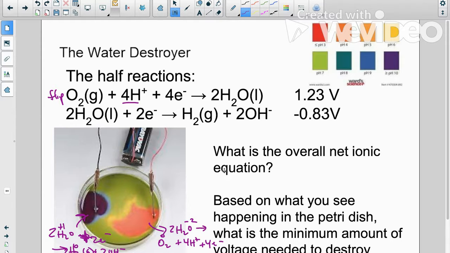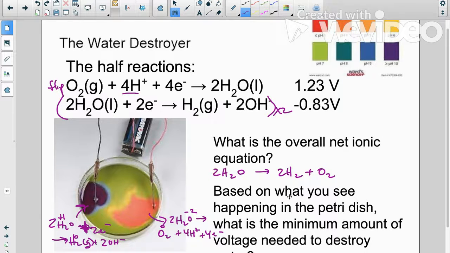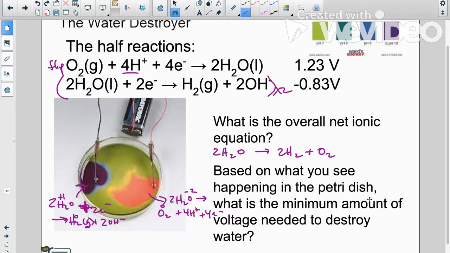All right, so the overall net ionic equation, if you multiply this one by 2, you're going to end up with 2H2O forms 2H2 plus O2. And so that's why we see more gas on this side, because we're producing twice as much hydrogen as oxygen over here because of that stoichiometry.